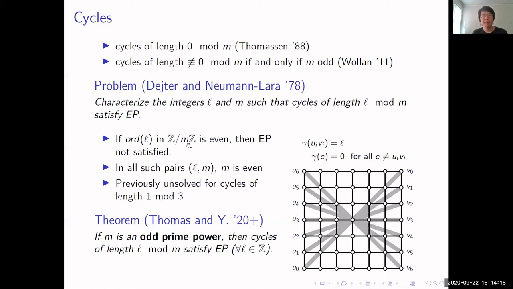So when m is odd, there were no known results about non-zero L. So even for cycles of length 1 mod 3, this was unknown. But by looking at these more general undirected group-labelled graphs, we were able to show that if m is an odd prime power, then if you give me any integer L, the cycles of length L mod m satisfy the Erdős-Pósa property.